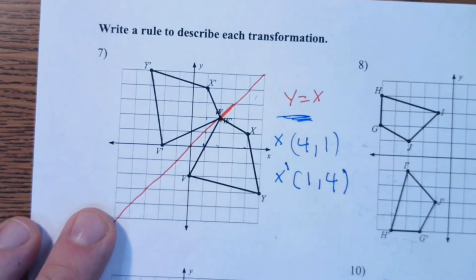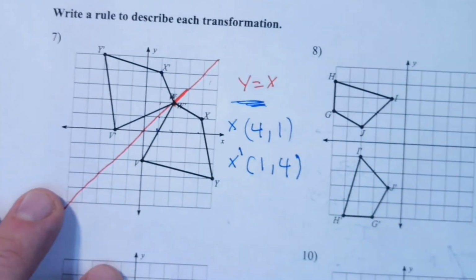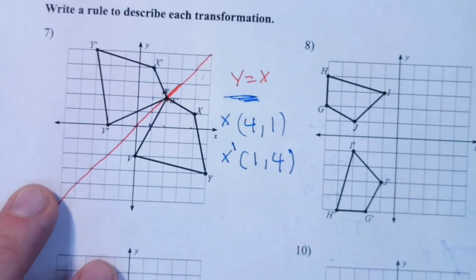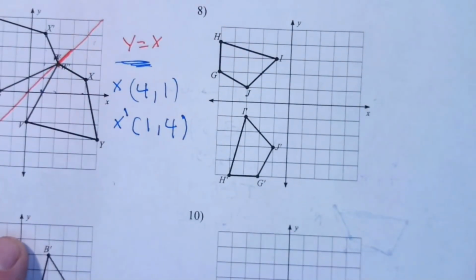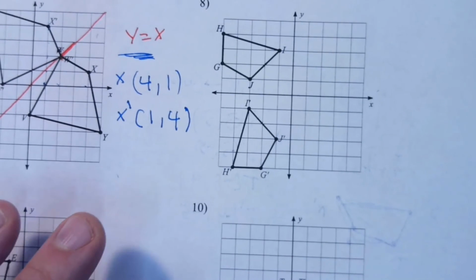This is an open cheat sheet test, which means you can write any information you think is helpful to you. Okay, let's look at this next one, 8. What do we think? What do we think it looks like?